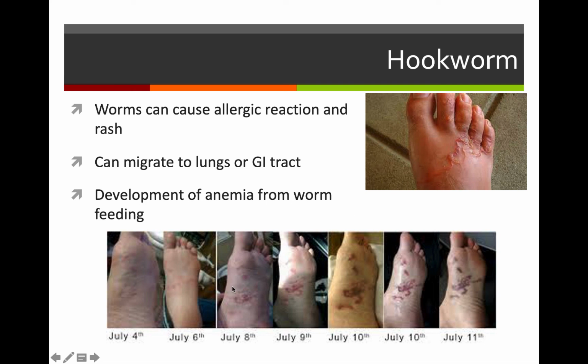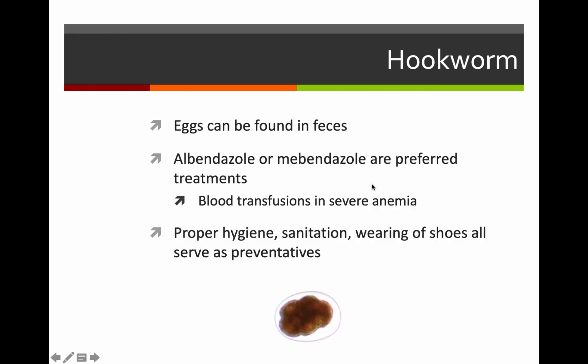This is a time course of a different person and their foot, and you can see how eventually you get the bruising caused by the movement of the worm. They can migrate to the lungs or GI tract, but again, it's not terribly common. And in some patients, if they do have a severe infection, they can develop anemia from the worm actually feeding. Eggs can be found in feces. This is what they look like.